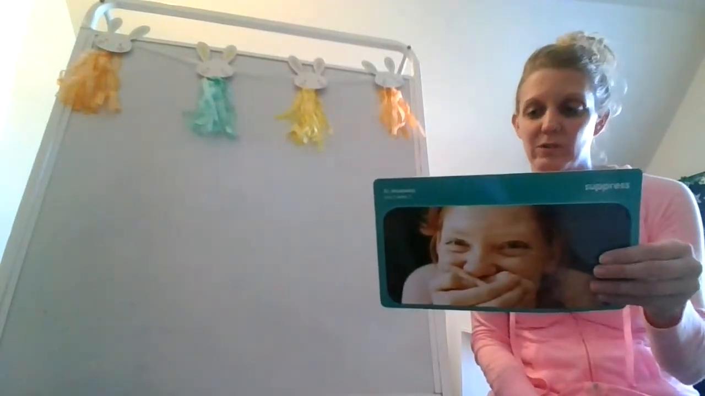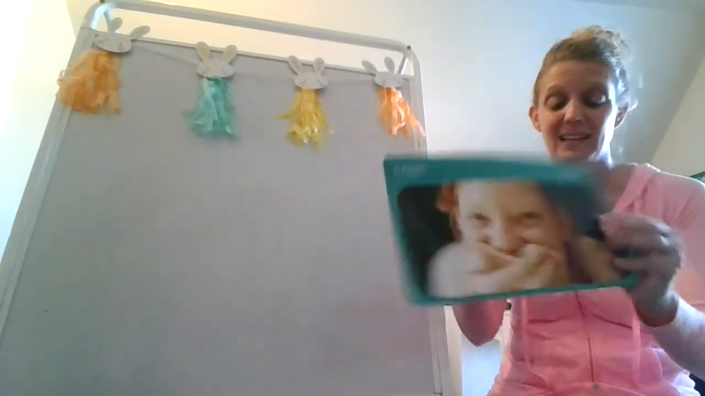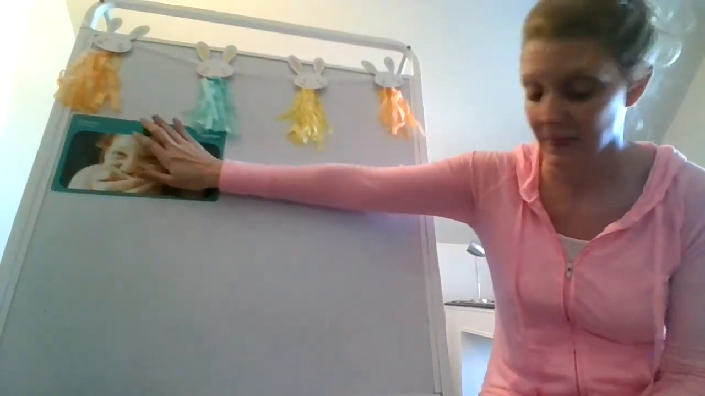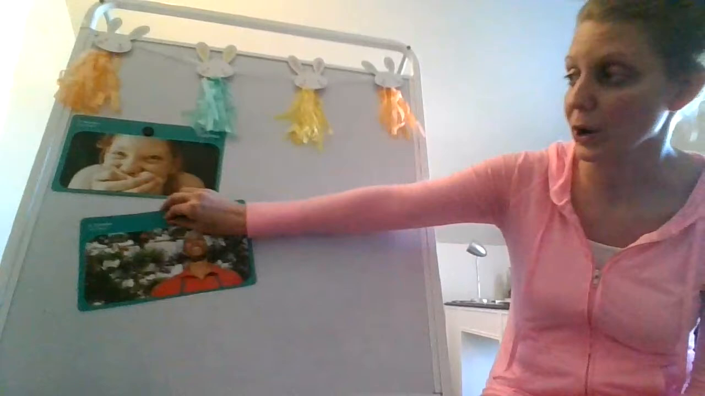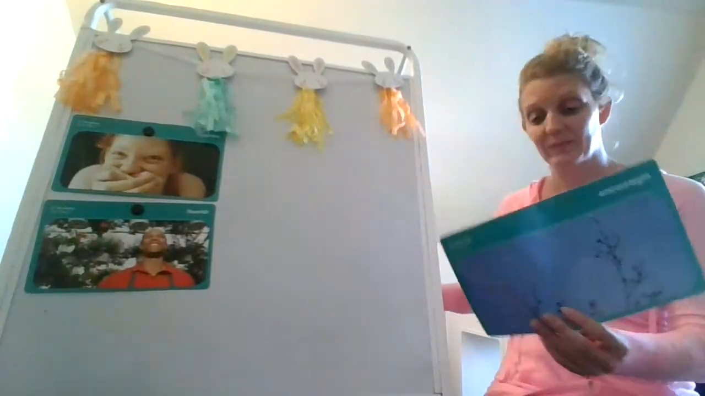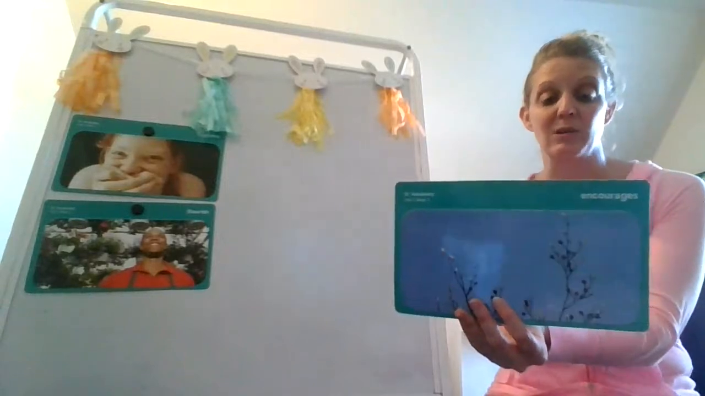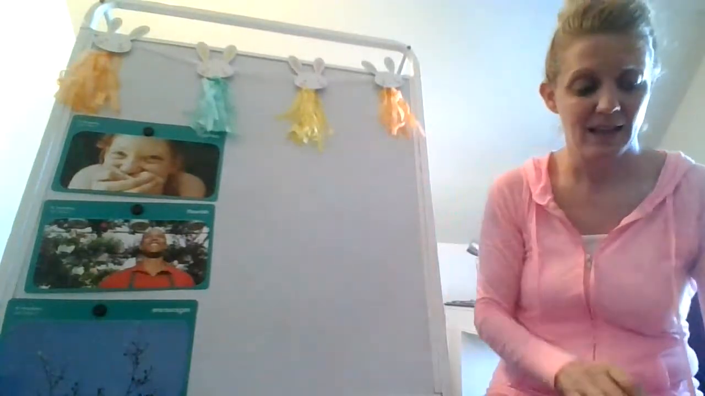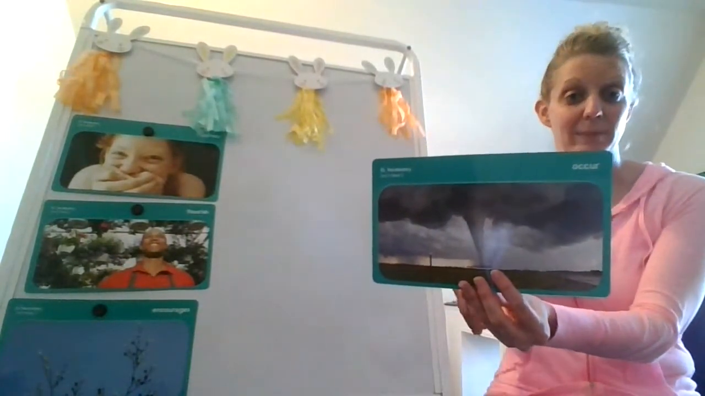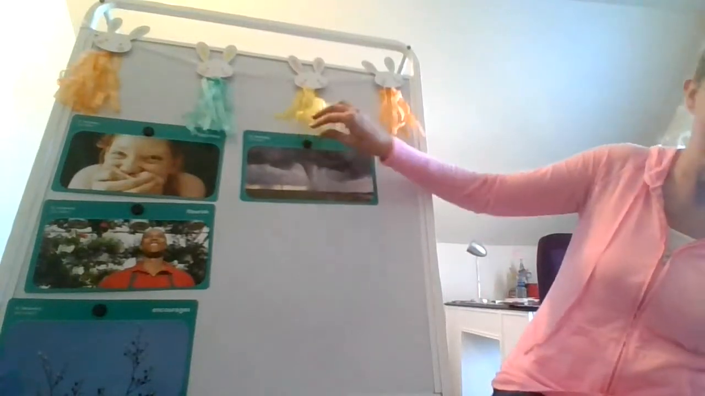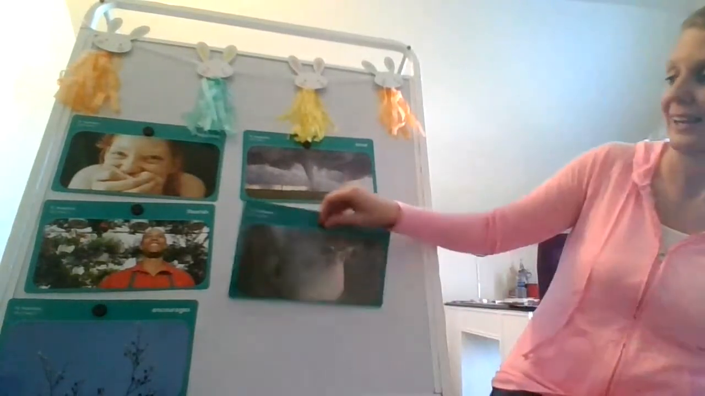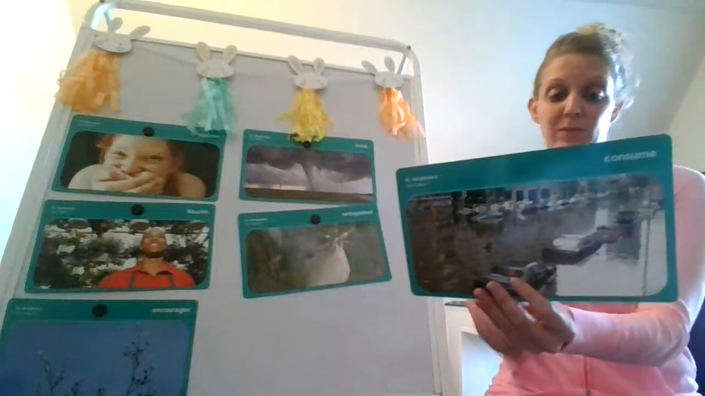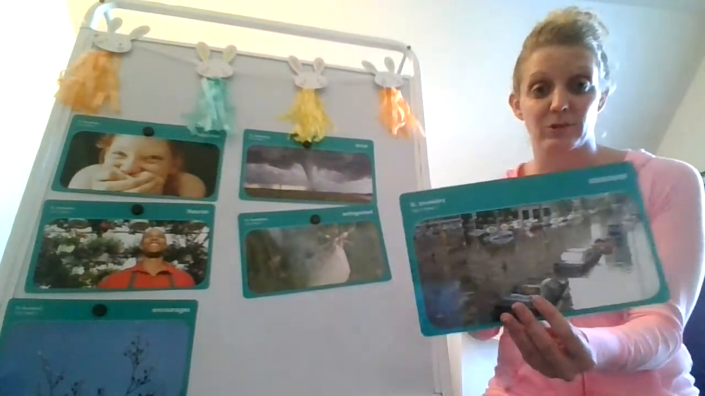Okay? The first vocabulary word is suppress, and that means to stop something. The next word is flourish, and flourish means to grow well. Encourages means to give confidence and urge on. Occur means to happen. Extinguished means you put it out. And consume, it means to use up or destroy.